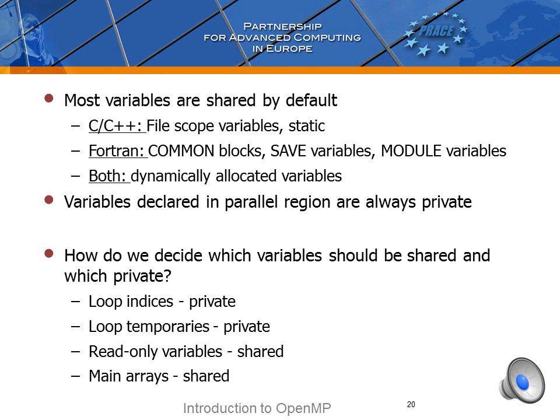In OpenMP, most variables are shared by default. For instance, file scope and static variables in C++, common blocks, save and module variables in Fortran. Moreover, dynamically allocated variables are also shared by default in both languages. On the other hand, variables declared in a parallel region are always private. In particular, it is a standard that loop indices and temporary variables used inside the loop are defined to be private, while main arrays and read-only variables are defined to be shared.